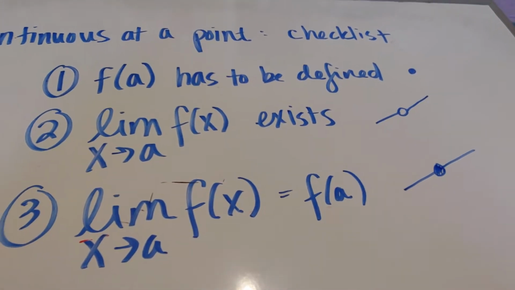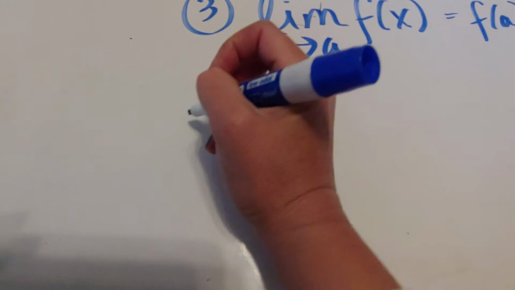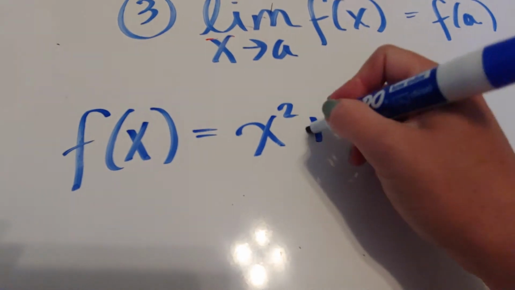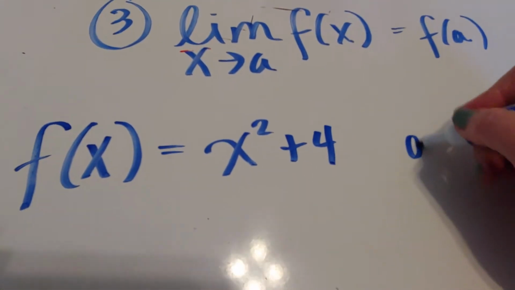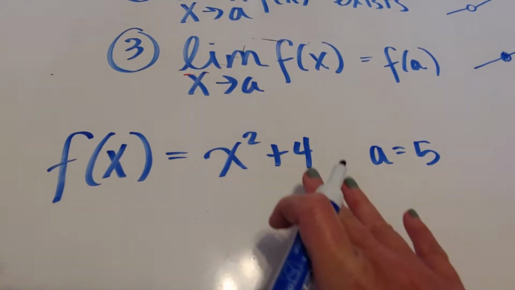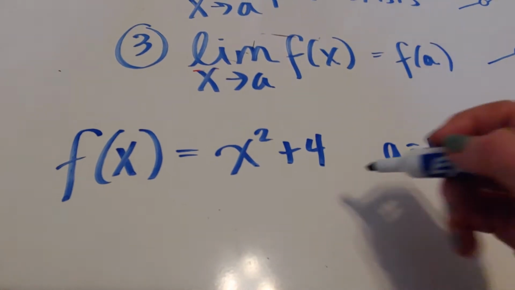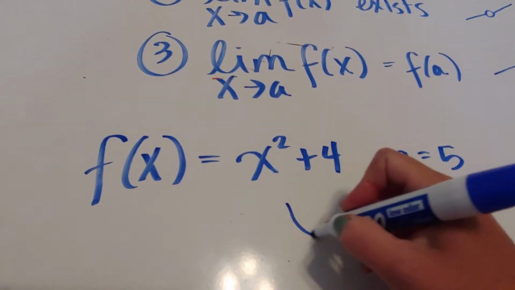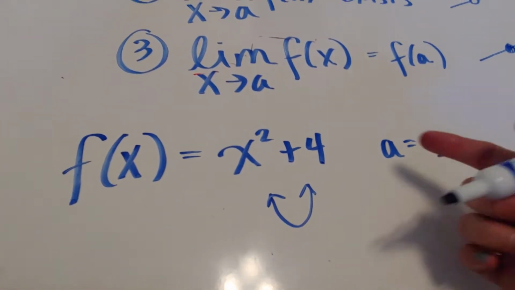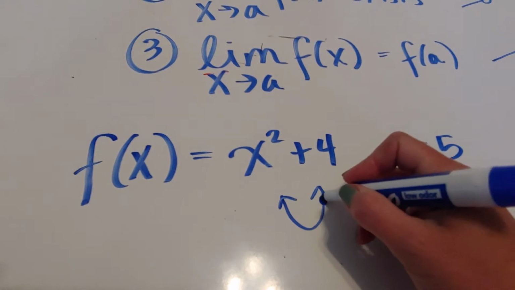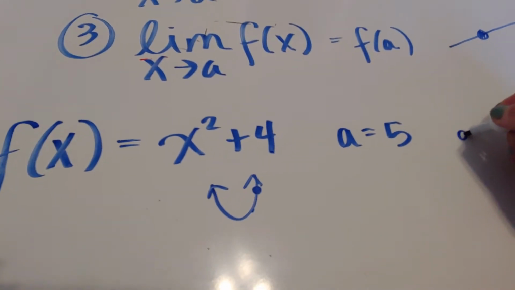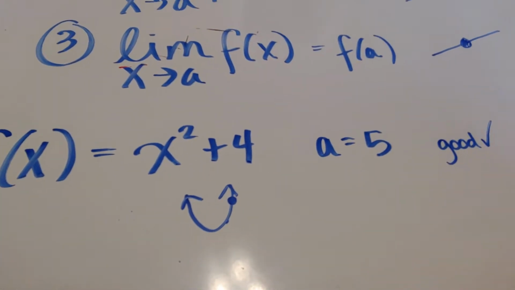So let's say that I'm given a function like x squared plus 4, and I'm asked if this is continuous at a is 5. I'm like, yeah, this function's continuous everywhere, right? Polynomial. Of course it's continuous at 5. It is filled in at x is 5. As I approach from the left and the right, it's going to that thing. Yep, I'm good. All three things are true.